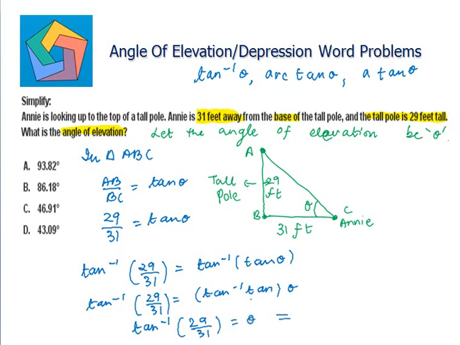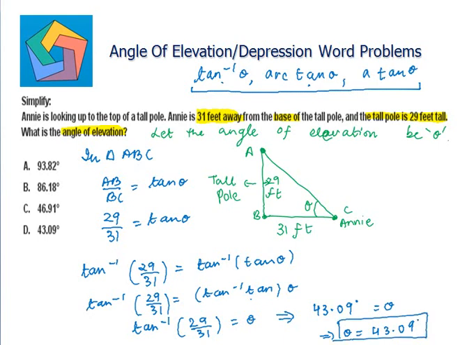This implies, please plug in your calculator tan inverse 29 by 31. You can have any of these notations in your calculator: tan inverse, arctan, or atan. So this will be equal to 43.09 degrees. Or we can also say theta is approximately 43.09 degrees, which is the answer in the D part.